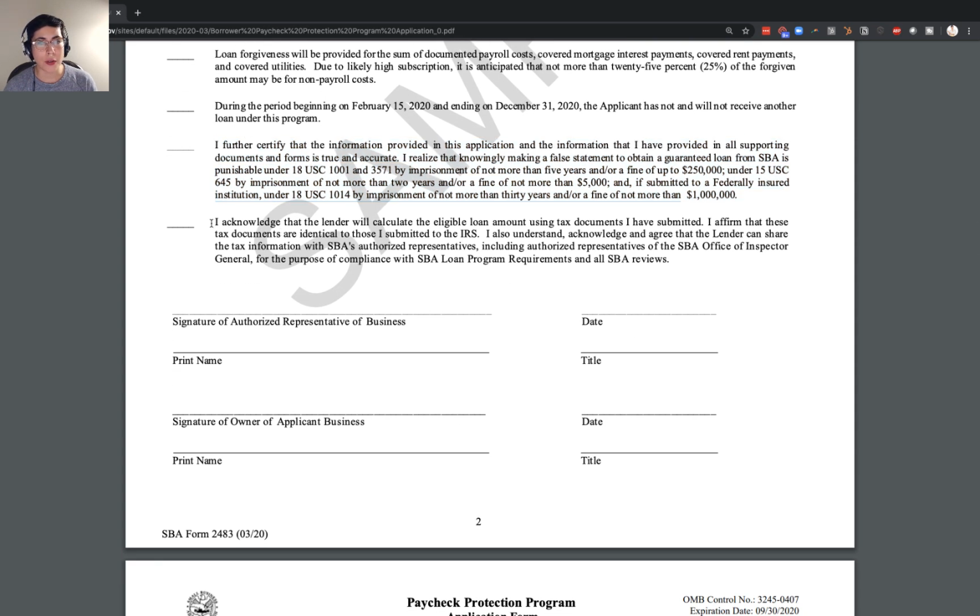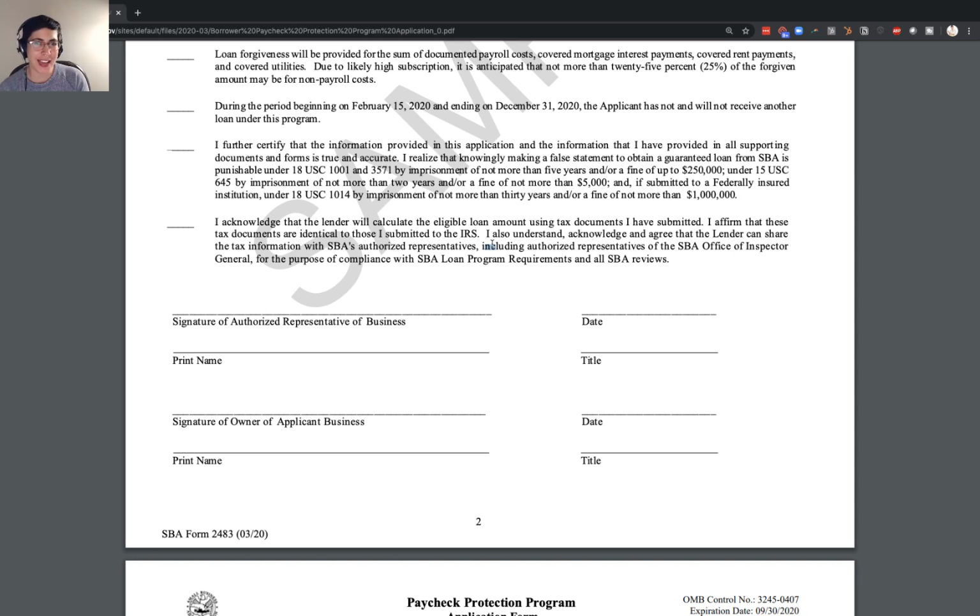And they say, I acknowledge the lender will calculate the eligible loan amounts using tax documents I have submitted. So tax documents would be things like W-2s, 1099s, 940, 941. If you're a current client of ours, we will get all of this stuff packaged up for you and give you everything with pretty much a bow on it. If you're not a current client of ours, hey, now's the time to become a current client, I guess.